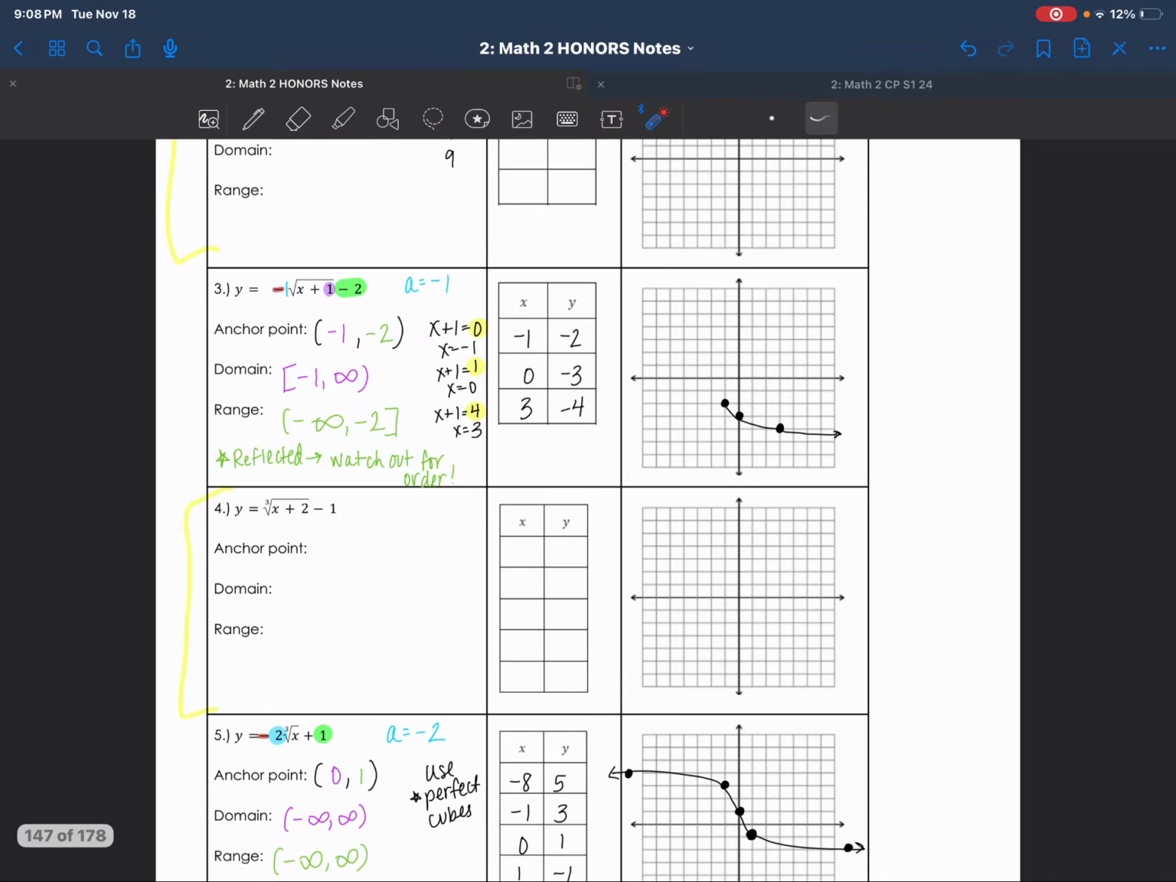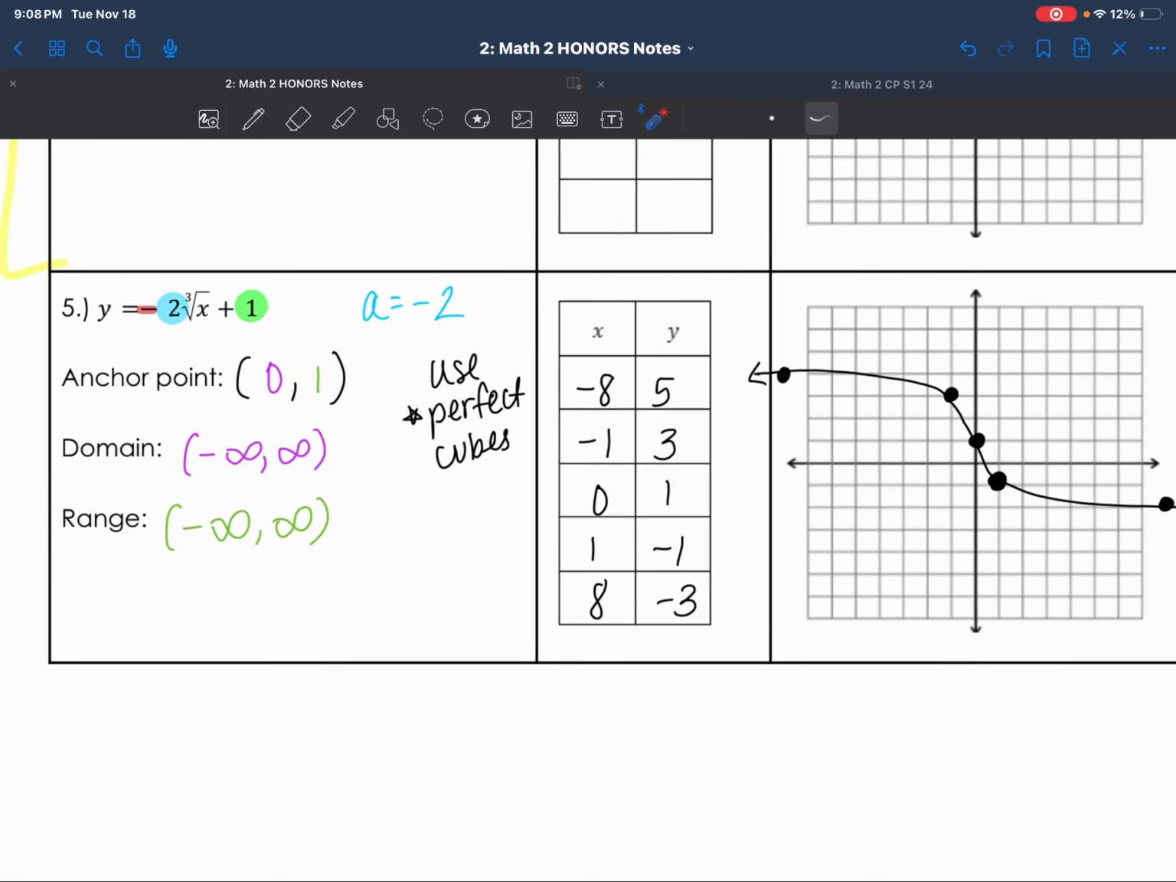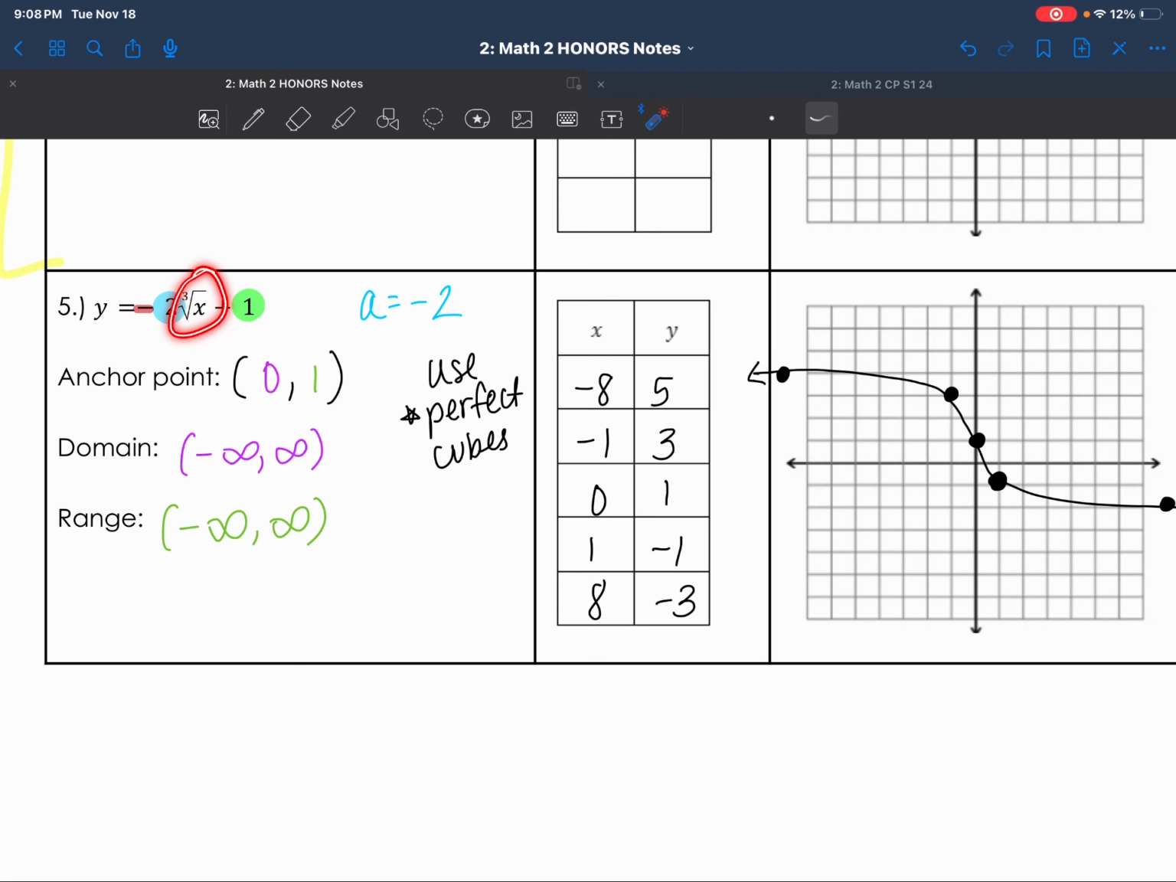All right, you're going to do this one, but make sure you watch this one first. Okay, now we're doing a cube root. So we want to use perfect cubes under the radical. So in this case, it's just x. So we can use, right? And you can do cube root of -8, which equals -2. So I've got -2 times -2 plus 1. So that's where we get 5.